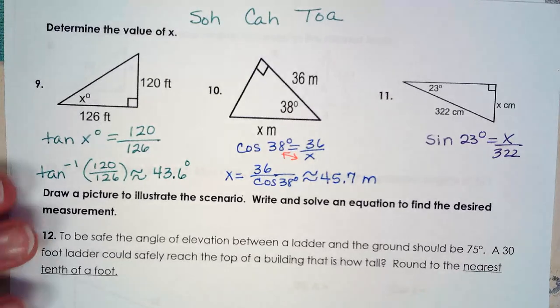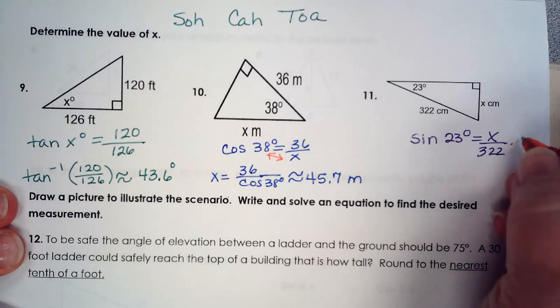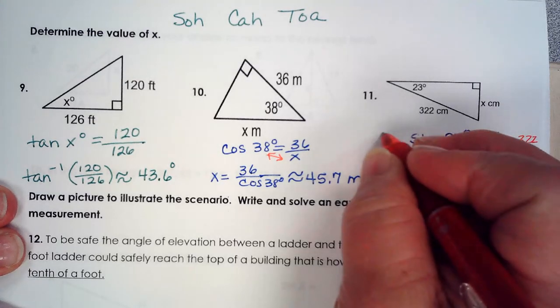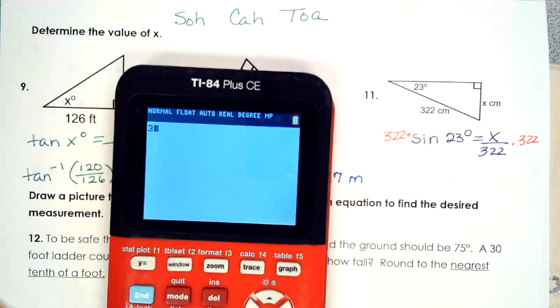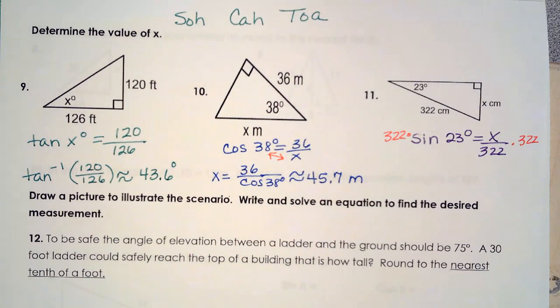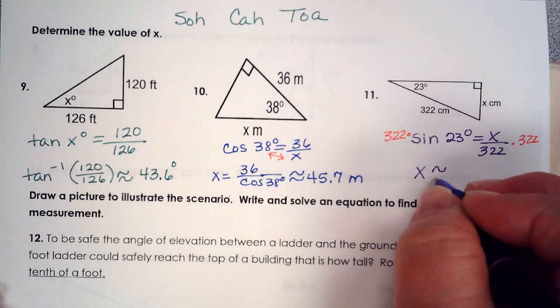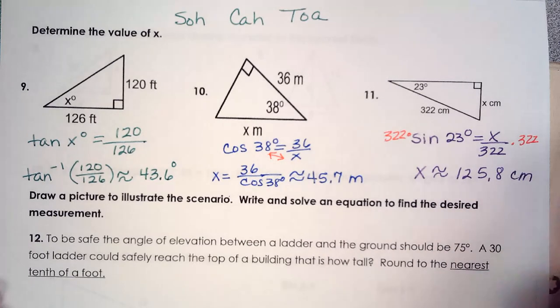Okay, I've divided by 322. What is the opposite? Well, that is to multiply by 322. 322 times the sine of 23 is equal to 125.8. So it's approximately 125.8. And this would be in centimeters.